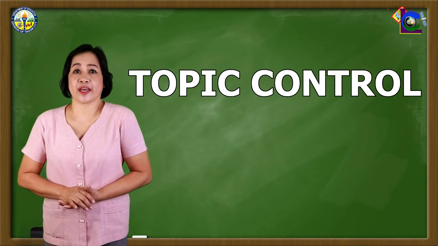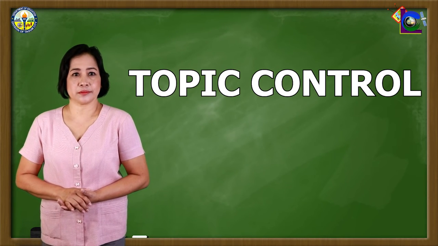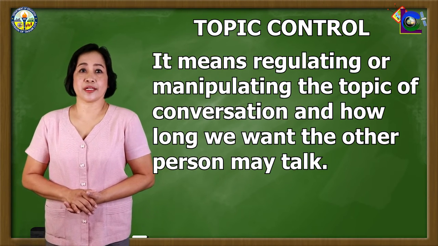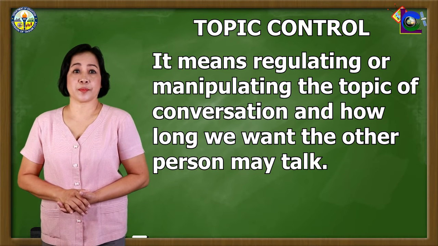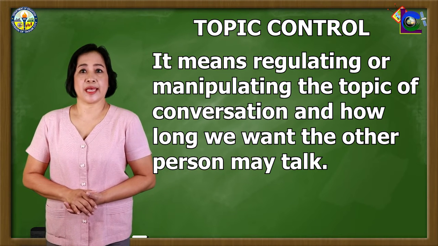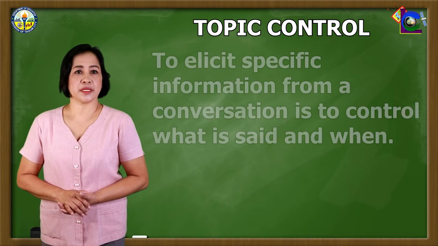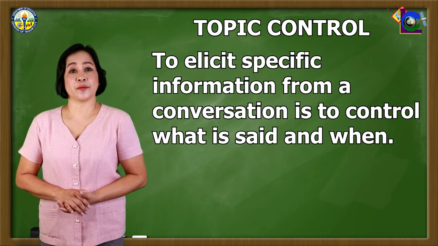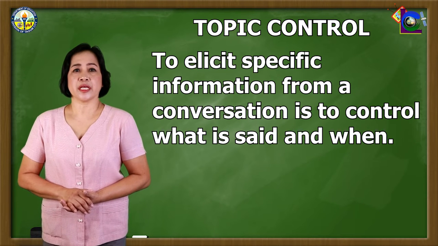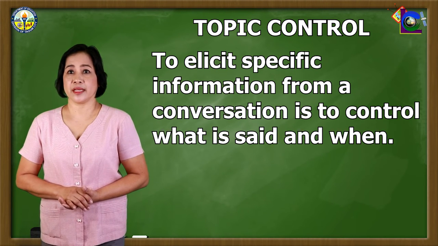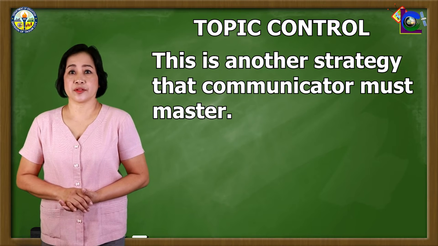Fourth, we have topic control. It means regulating or manipulating the topic of conversation and how long we want the other person to talk. To elicit specific information from a conversation is to control what is said and when. This is another strategy that a communicator must master.